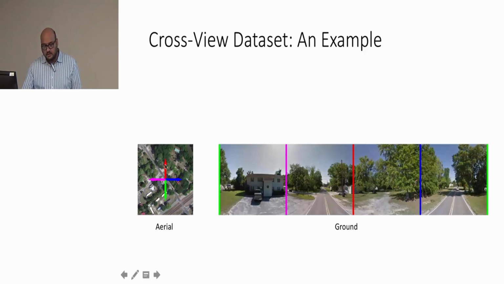This is how the alignment is done here. This is the aerial image, and the red arrow points towards north. Correspondingly on the panorama, the red column in the middle corresponds to this red arrow. So this is north in the aerial image. This alignment is actually very important, so they aligned the images.